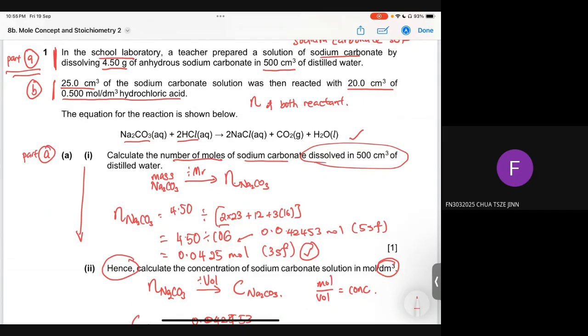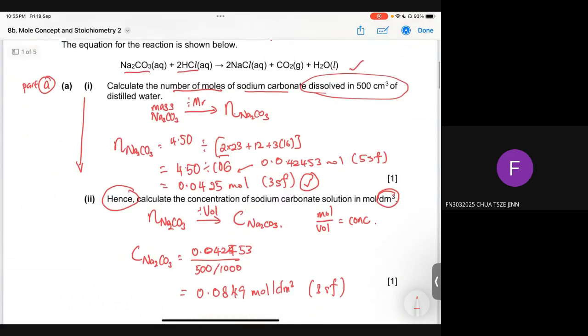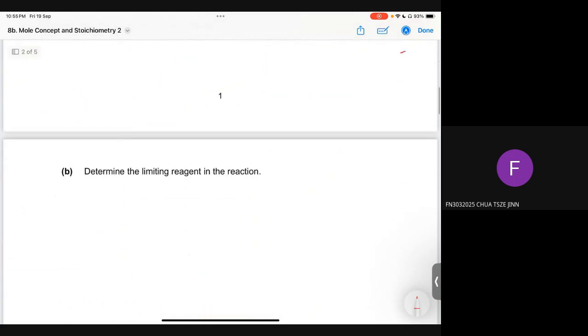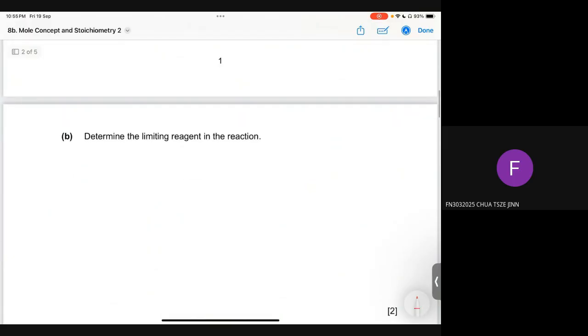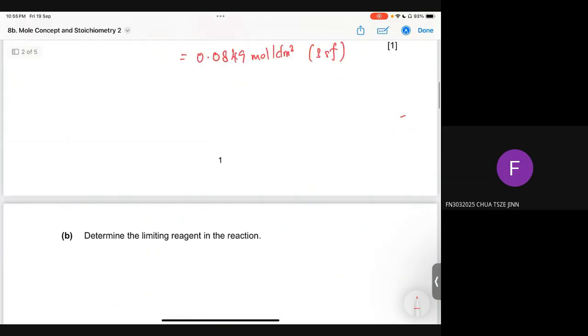You don't know, right? So the trick to knowing when it is a limiting or excess reactant question is when they give you the number of moles of both reactants, or some sort of starting point from both reactants, and you're unable to know which one to use as the starting point to find the product. Then you know it's a limiting reactant question. So let's determine the limiting reactant in this reaction.